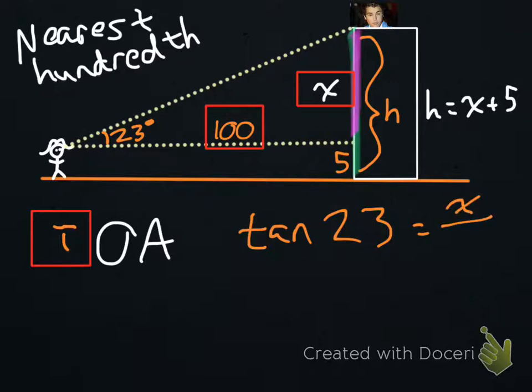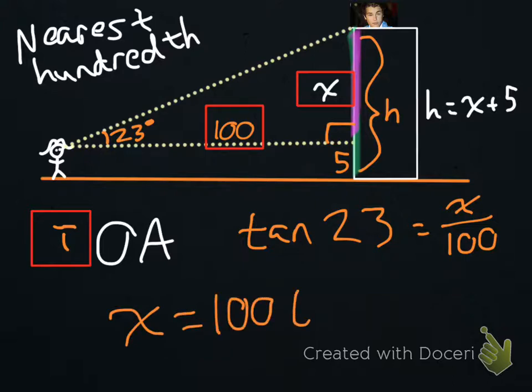Now I didn't make this very clear at first, but we're assuming the building is straight up, so it's a right angle. So the legs are the two sides that I've boxed, right? The adjacent leg length would be 100. So then how do we solve for x? Well, we just multiply both sides by 100. You get x equals 100 tangent of 23.